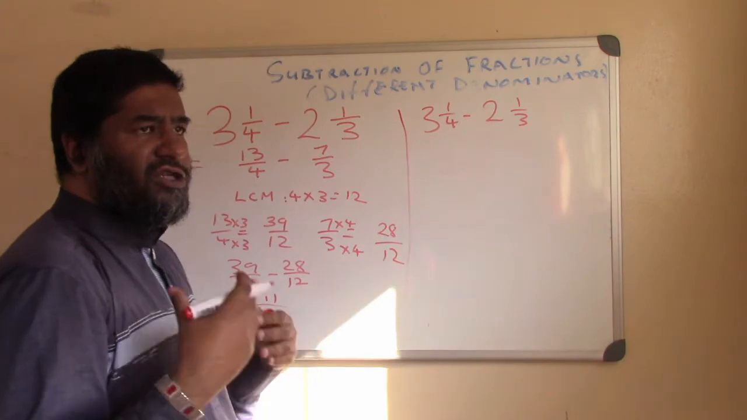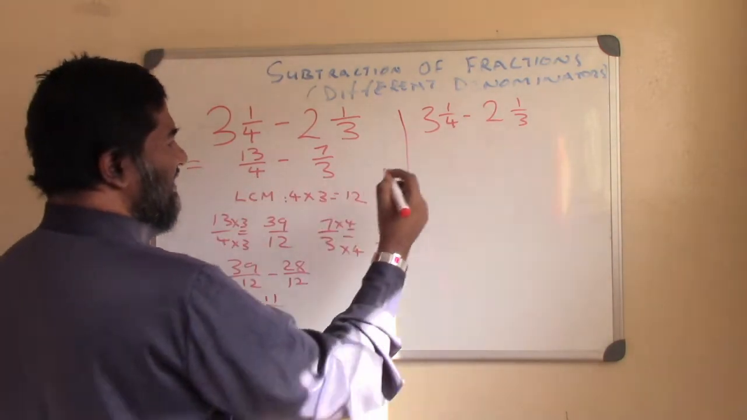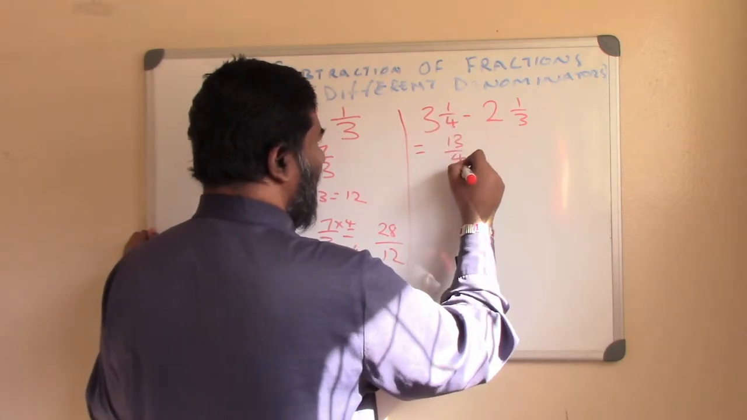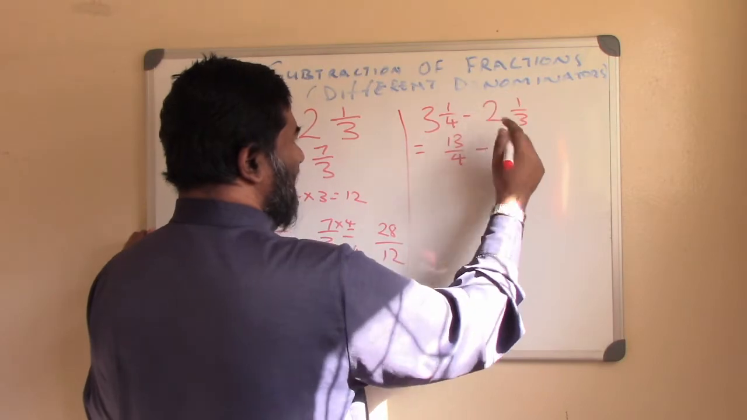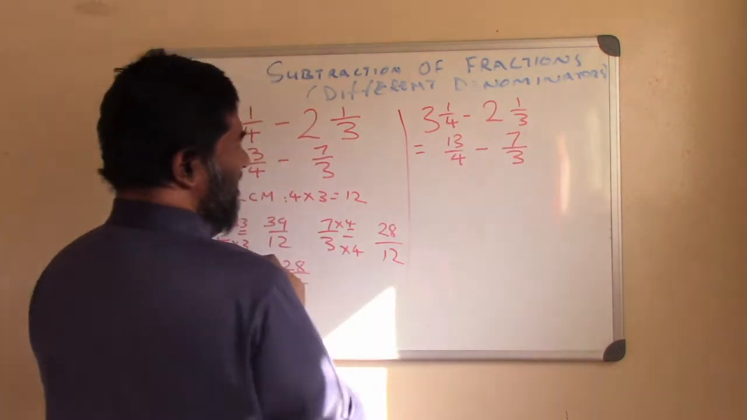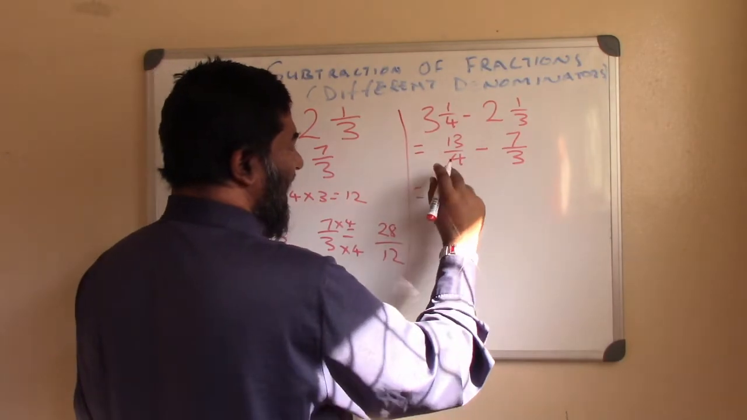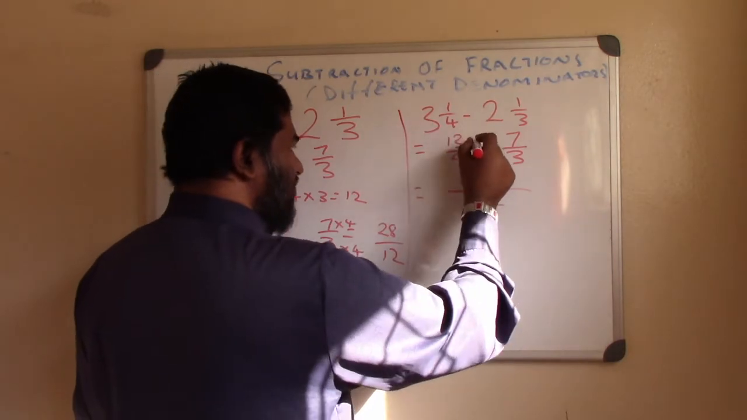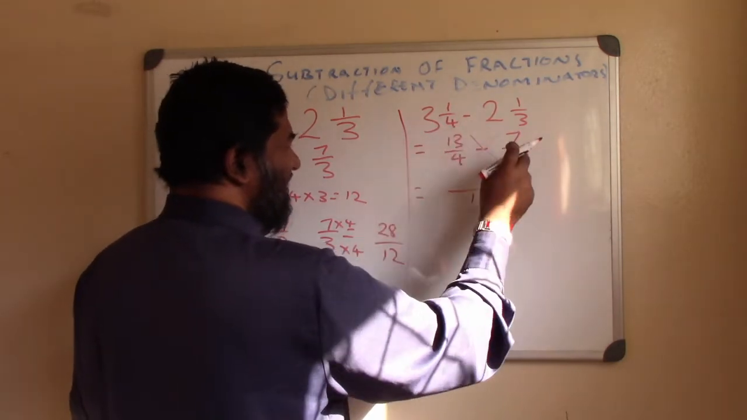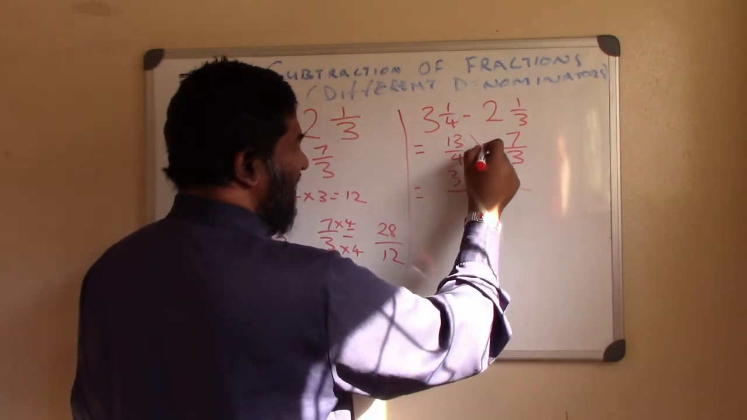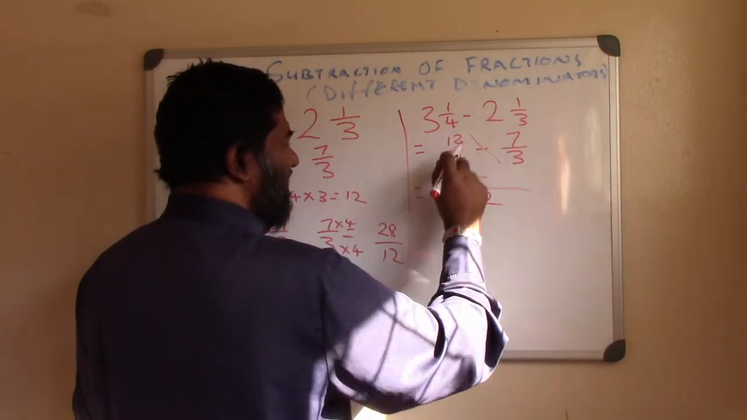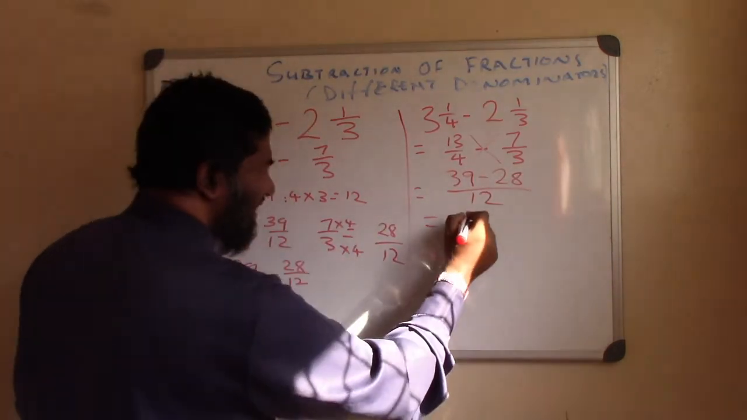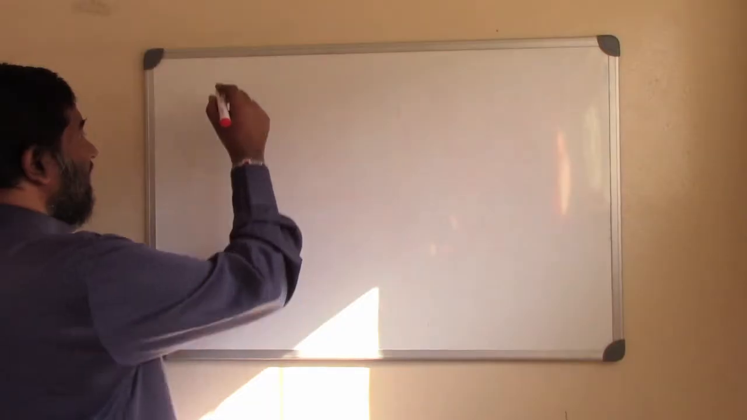Now I'm going to show you an alternate method. Right. 4 times 3 will give me 12 plus 1 gives me 13 over 4 minus 3 times 2 is 6 plus 1 is 7 over 3. Now I would say the LCM of 4 and 3 is 12. What I'm going to do now is cross multiply. 13 times 3 is 39. I've got a negative sign, I put that down. 7 times 4 is 28. 39 minus 28 is 11 over 12.